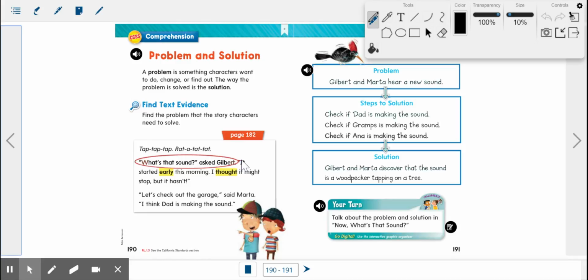Okay, remember, text means words, like when we send a text with our cell phones, or sending words. So if you look over here, they circled, "What's that sound?" asked Gilbert. Now, is this the problem, a step, or the solution? "What's that sound?" asked Gilbert. It is the problem. He doesn't know what's making that sound, okay? This is an example of the problem, okay? We're going to go over this for a new activity on our next slide.